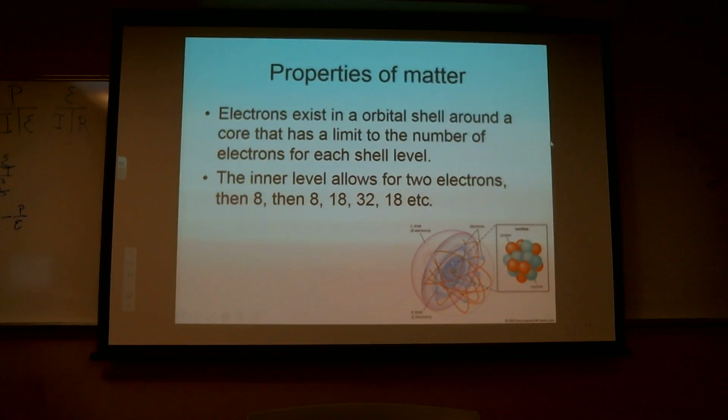And then as they fill up, another shell and another shell. And there are some rules around that. Probably what matters to us more than anything else is the state of how full the shell is. Beyond that, we're not too worried about the chemistry. We're only worried about the behavior of the electrons, not the chemical behavior of anything else.